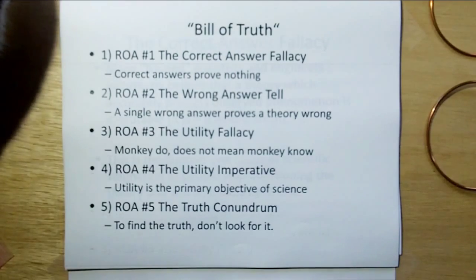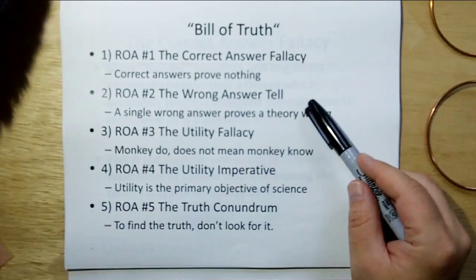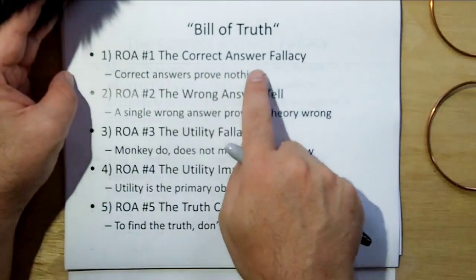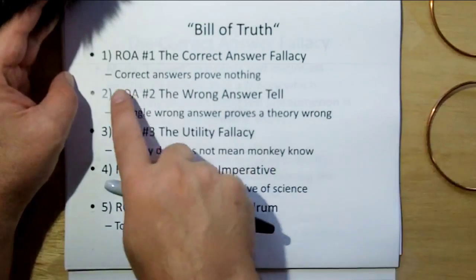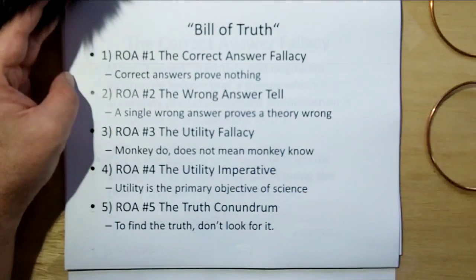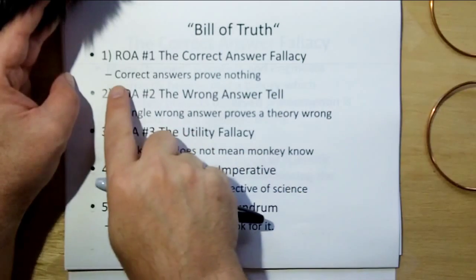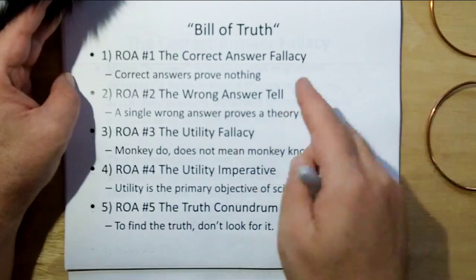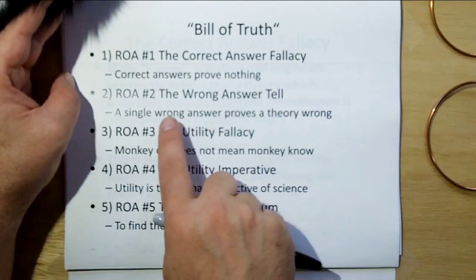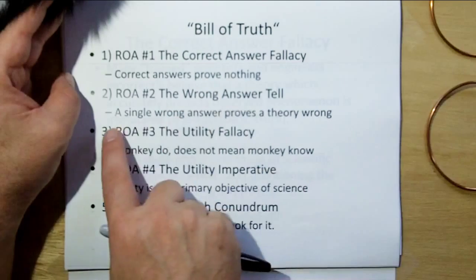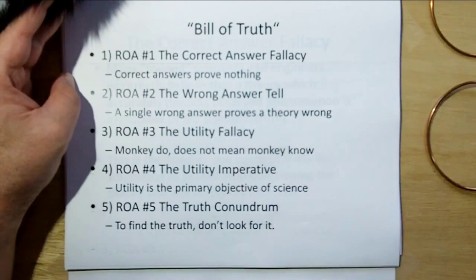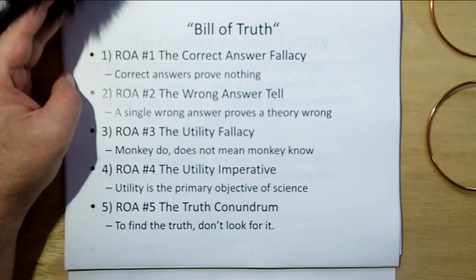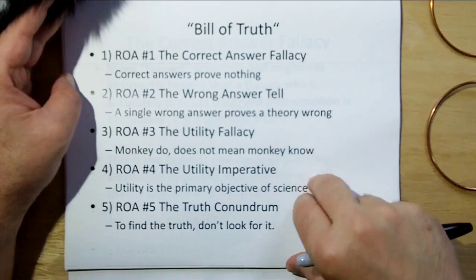And the new thing about the new rules of acquisition is we have 2 names for them now. We have the compact names, like for example, Rule of Acquisition 1 is now called the correct answer fallacy. And the Ferengi name, because the rules of acquisition are based on the Ferengi rules of acquisition, the idea came from them, is a phrase that explains what it means. Correct answers prove nothing. Like, say, a wrong answer tells a single theory wrong, wrong answer proves a theory wrong. Okay, so we get a compact name and the Ferengi name, which gives a little bit more flexibility.